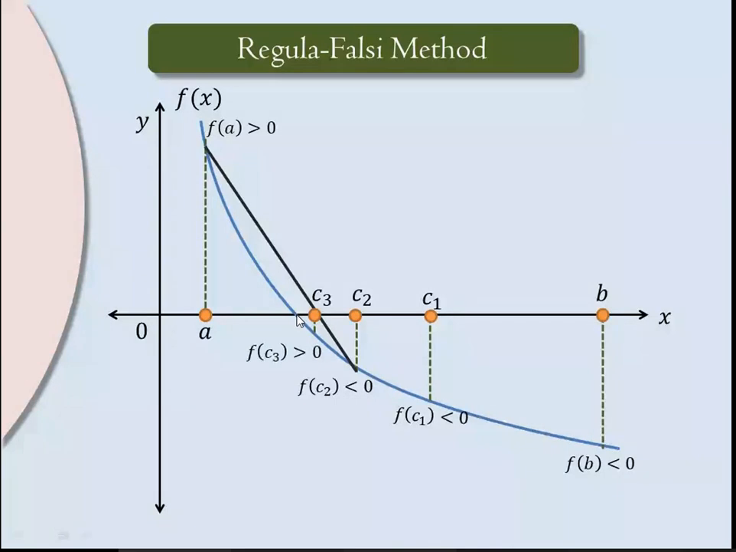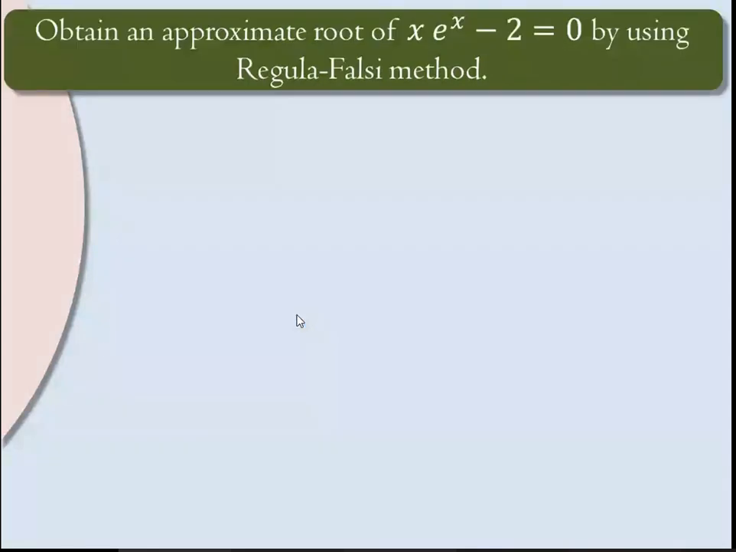Okay, so we'll consider the problem, then understand how to use this method. Obtain an approximate root of x e raised to x minus 2 equal to 0 by using regula falsi method. Again, take that equation as f of x equal to x e raised to x minus 2. Then take different values of x, check for which values of x the function is positive or negative, and then accordingly we have to simplify it.